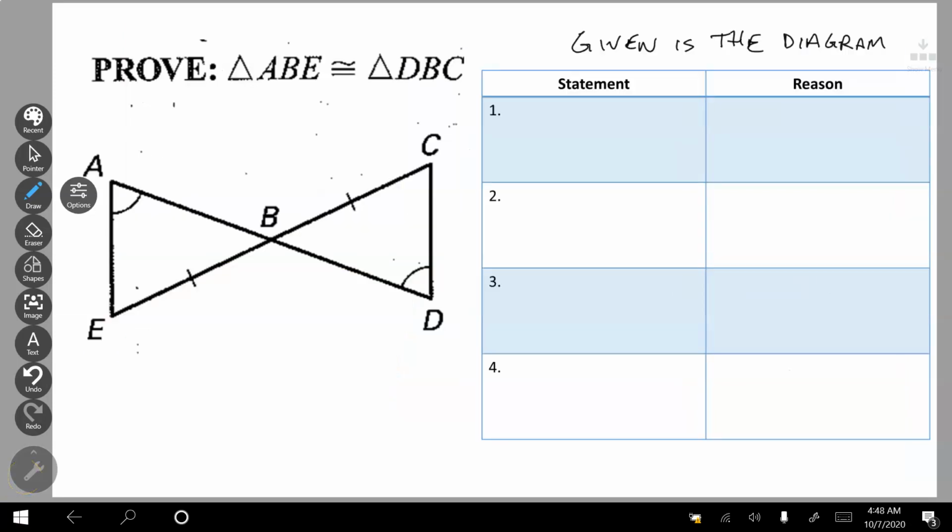So sometimes we don't have statements that are given to us, we just have a diagram. Now we do have congruence in this diagram. You can see here this angle and this angle have a single arc, and this segment and this segment have a single tick mark. So I can say angle A is congruent to angle D. That is given. I could say BC is congruent to BE, that is also given to me.